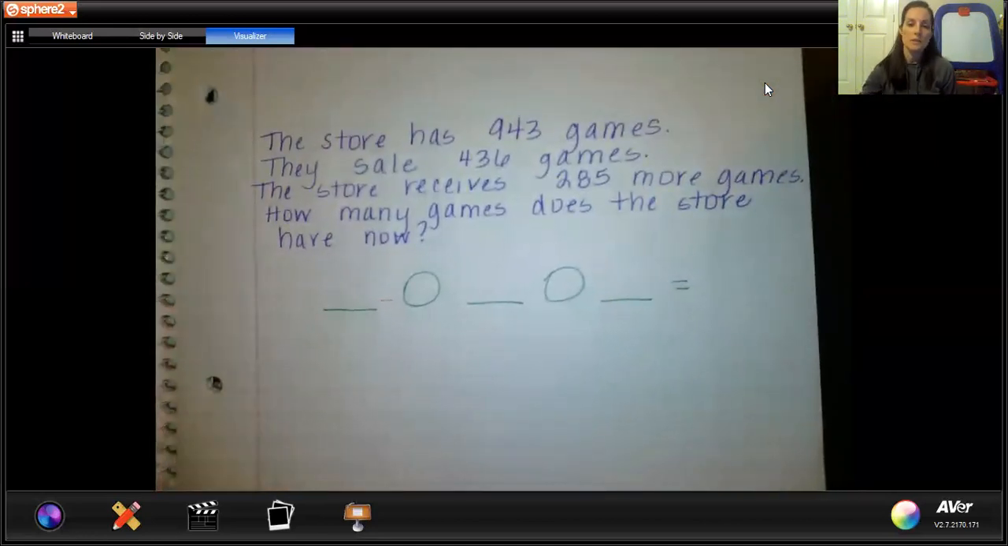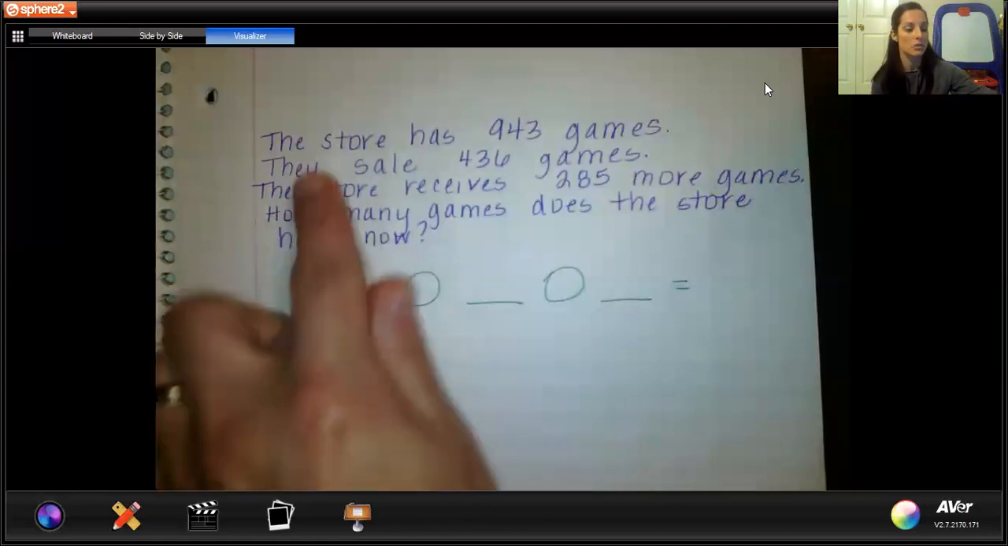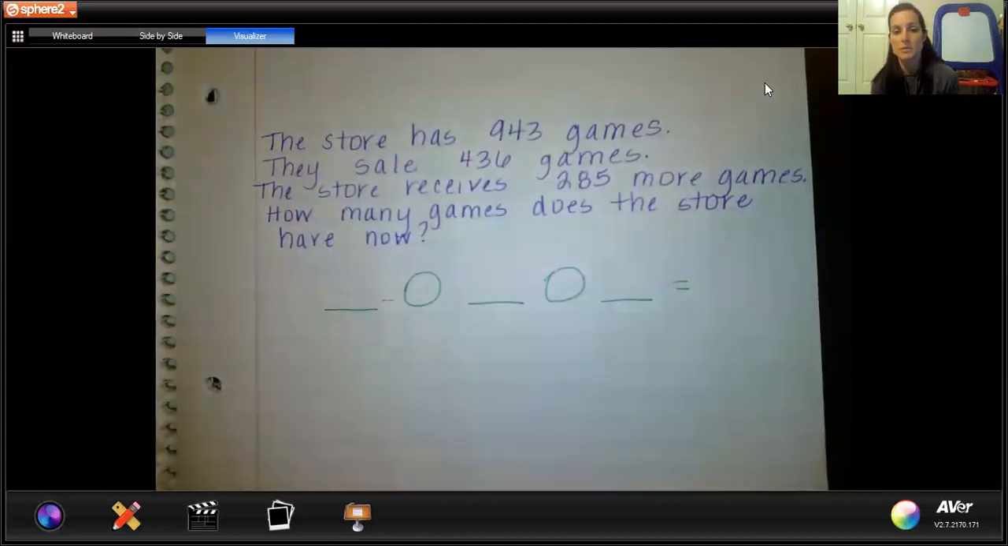It says, the store has 943 games. They sell 436 games. The store receives 285 more games. How many games does the store have now? So again, we're going to look at our problem and analyze it. So we have the store has 943 games. They sell 436 and they receive 285 more. So how many do they have now?